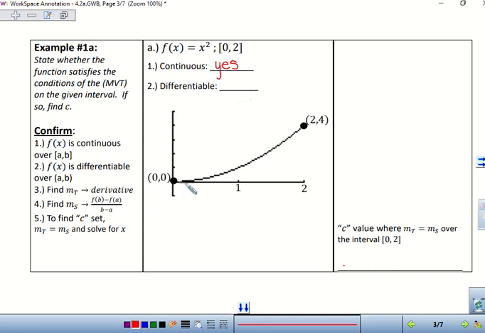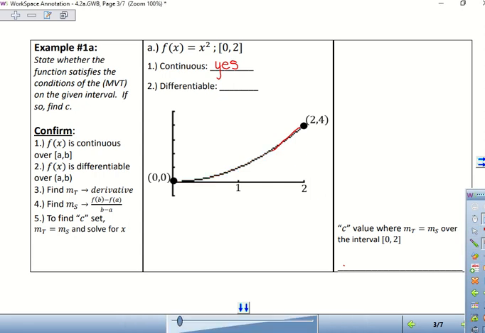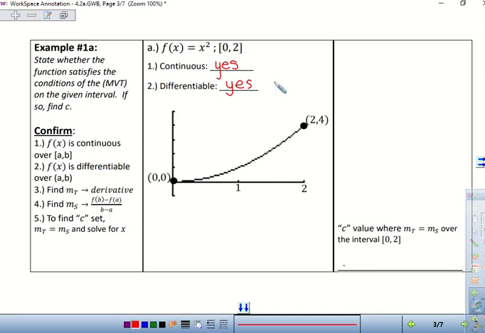Differentiable. So it only has to be differentiable from here to here. It doesn't have to be differentiable at the endpoints. That's important. So what do you guys think? Is it differentiable? Yes. Yep, it's both. So once you've said yes to both of those things, you can proceed to the next step. The next step is to take the derivative of the function. So what would be the derivative of this function? 2x.